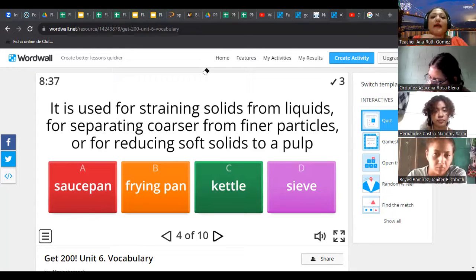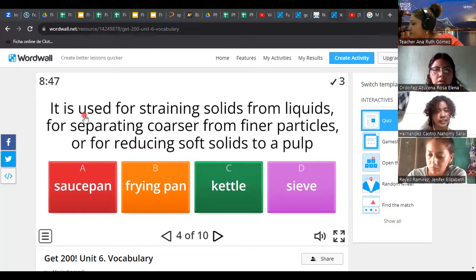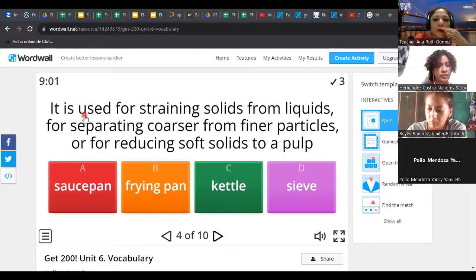Okay? Very good. Okay. Now, Naomi, help me with this one, please. It is used for straining solids from liquids, for separating coarser from finer particles, or for reducing soft solids to a pulp. My teacher, I don't understand this.